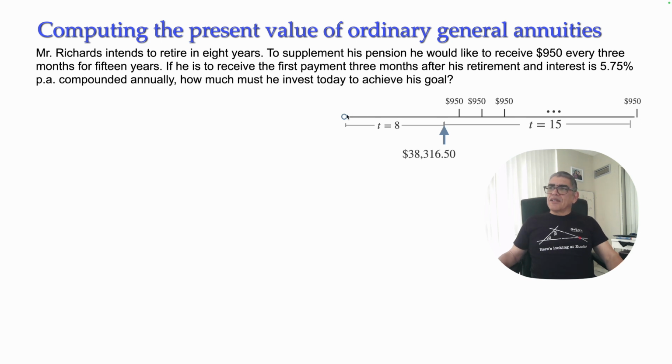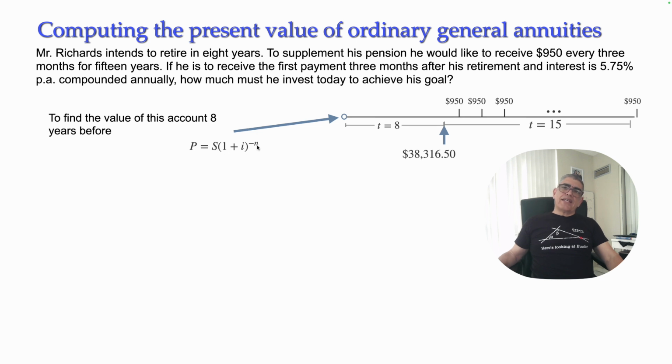So to find the present value of this period, we're going to be using the formula of present value. So 8 years before, to find the value of this account 8 years before, we're going to be using this formula of compound interest. Present value equals the future value times 1 plus I to the power negative n. And this I will be then the interest in this period. And we notice that the interest in this period is 5.75% compounded annually. So it will be 0.0575 divided by 1, the periodic rate of interest in this part.